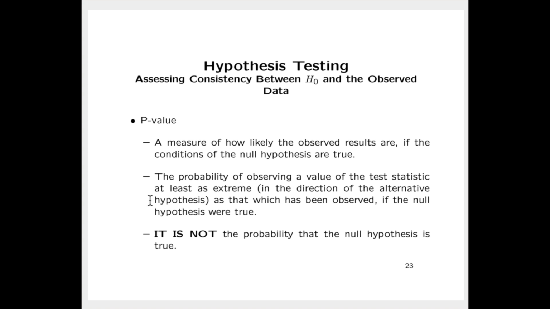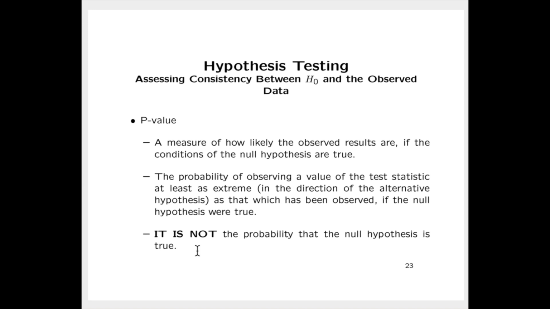And we'll see what that means a little bit later. But this is the precise definition of the p-value. We could express it notationally, but in words, this is how we would define it. Now, let me warn you, this is a common confusion. The p-value is not the probability that the null hypothesis is true.